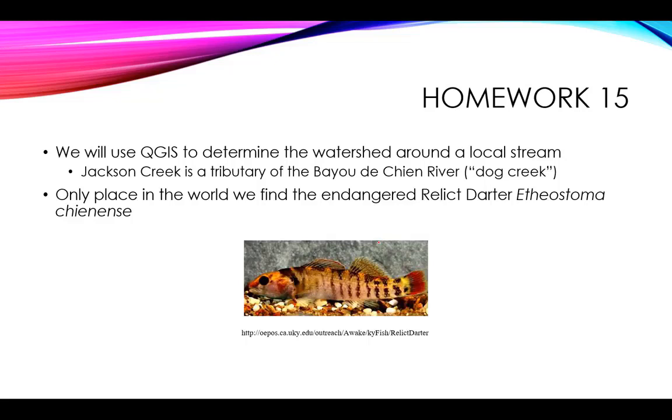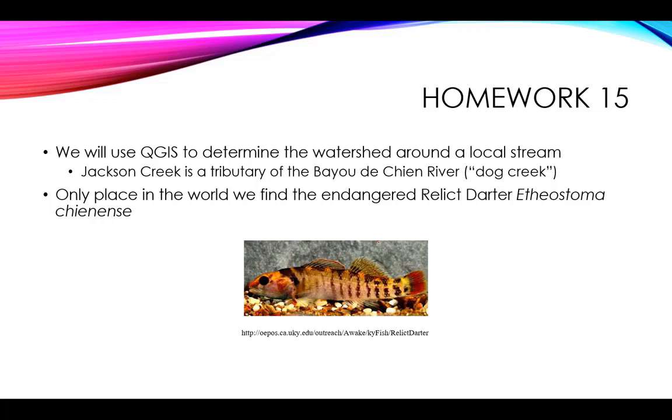Okay, so for your homework, we're going to try and find the watershed around a local stream called the Bayou de Chêne, which is French for Dog River or Dog Creek. And this is here in western Kentucky, and there's a tributary on the Bayou de Chêne called Jackson Creek. And Jackson Creek is the only place in the world we find the endangered relic darter.